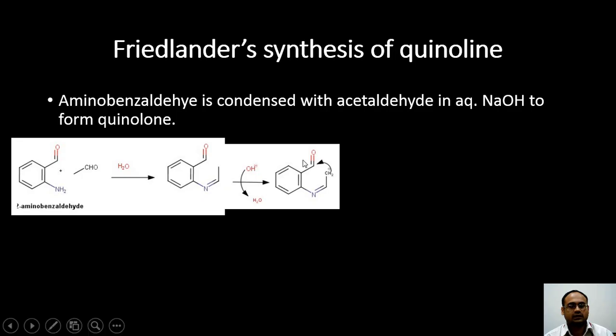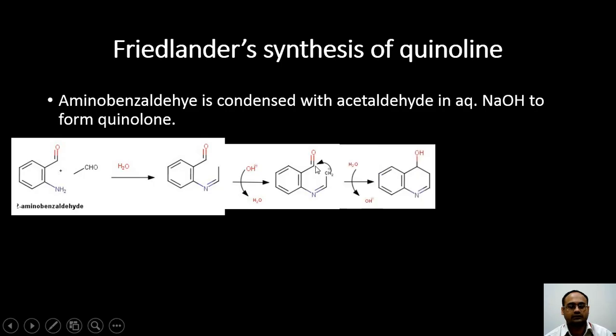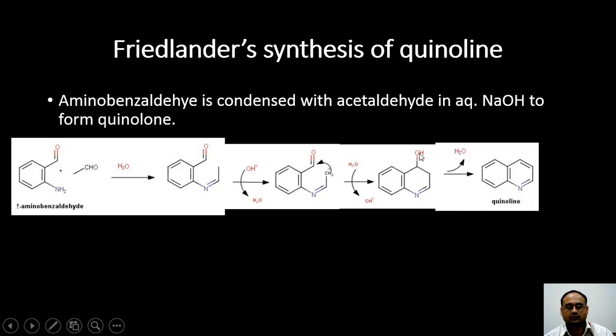This then is attacked by the hydroxide ion. It will abstract this proton present here, and it will generate a carbanion here. This carbanion is adjacent to an existing carbonyl group. Therefore they react in a nucleophile-electrophile reaction and form a carbon-carbon bond. Because this forms in the presence of water, the water gives a proton to this oxygen. This then further can lose a molecule of water and give us the quinoline. In Friedlander's synthesis, aminobenzaldehydes react with carbonyl compounds and through a series of intramolecular reactions it gives us quinoline.